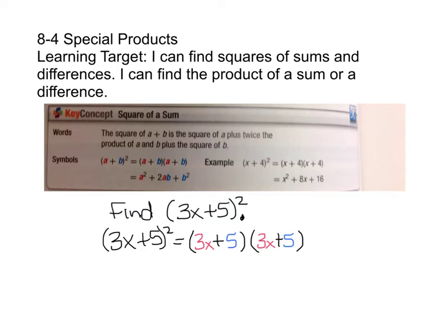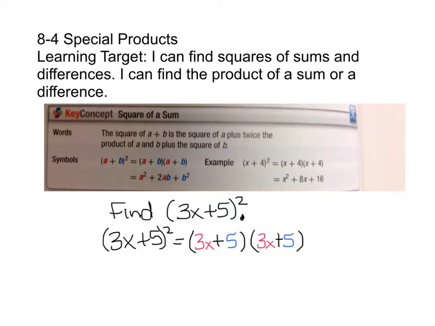Your learning target: I can find squares of sums and differences. I can find the product of a sum or a difference. Okay students, this is very similar to what we did in the previous section where we were multiplying binomials. The difference is this is going to have some shortcuts for you. Take a look at this first example problem. Also, take note of your key concept.